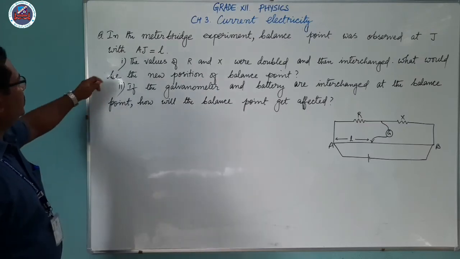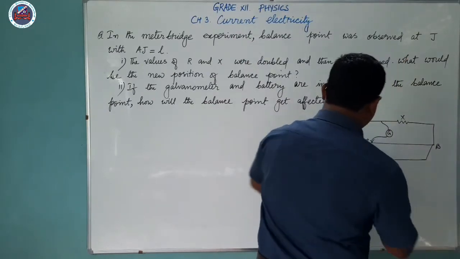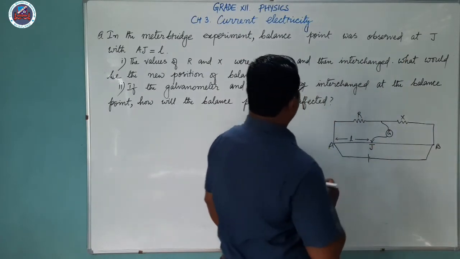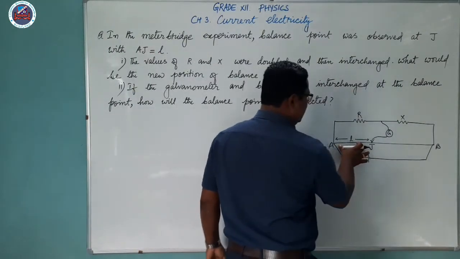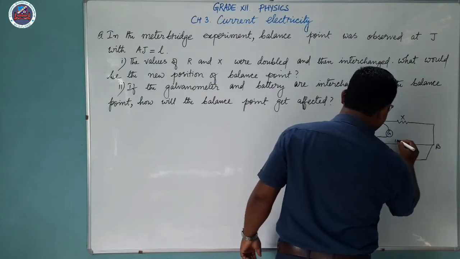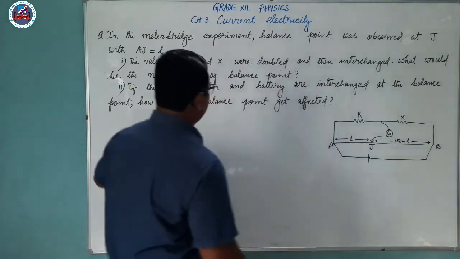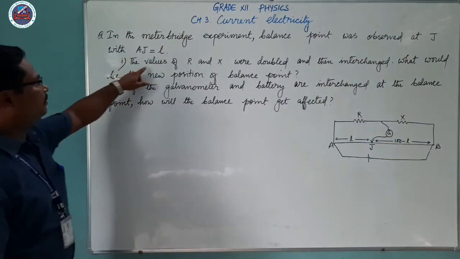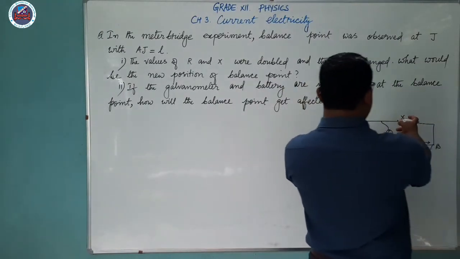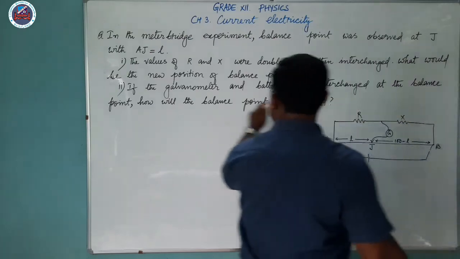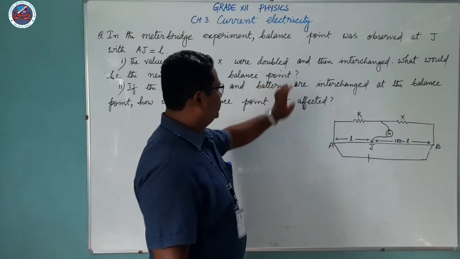Let us see this very interesting question. In the meter bridge experiment, balance point was observed at J with AJ equal to L. If AJ is equal to L, then JB will be 100 minus L, that we know. We take it in terms of centimeter. The values of R and X were doubled and then interchanged. The places were interchanged. What would be the new position of the balance point?